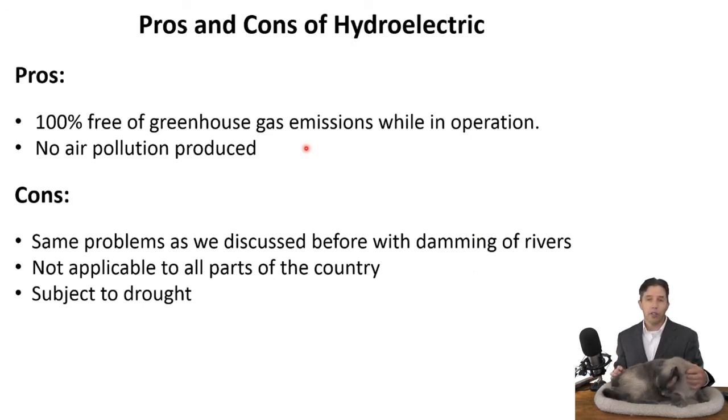Making electricity with hydroelectric dams is great in terms of greenhouse gases because they just don't generate any. They're just spinning around, generating electricity 24 hours a day, burning no fossil fuels, no air pollution is being produced. The cons, back when we had our lecture about the problem with dams and how that changes the water temperature and the water pH and all that stuff, that still applies, right? Blocks fish migrations, all those things, all that still applies. So what we talked about before applies here as well.